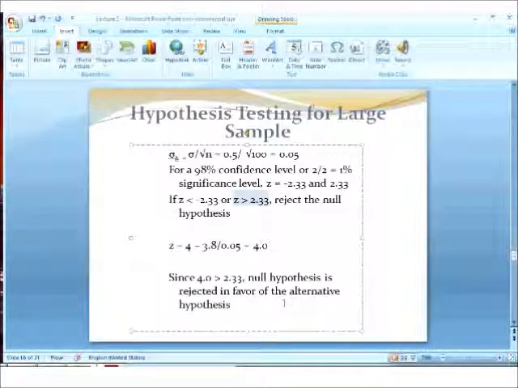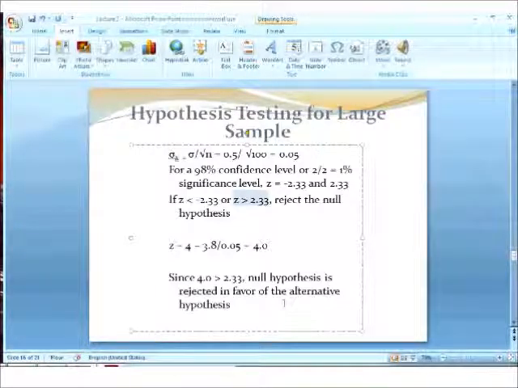Our null hypothesis is that the mean time between the two calls is 3.8. Now we are rejecting the null hypothesis in favor of the alternative hypothesis that the mean time between the calls is not 3.8. It could be 4, it could be 2, but it's not 3.8. So do you understand how the two-tailed test works?